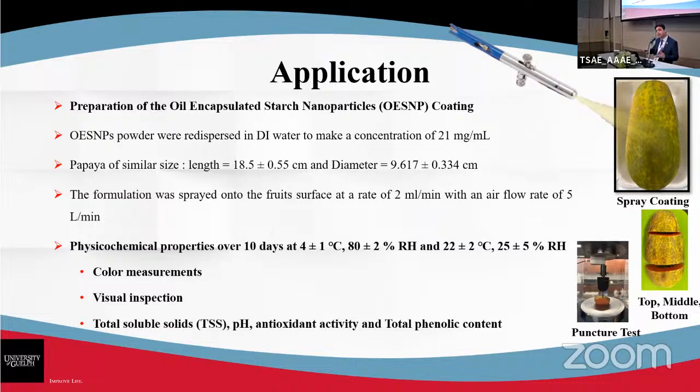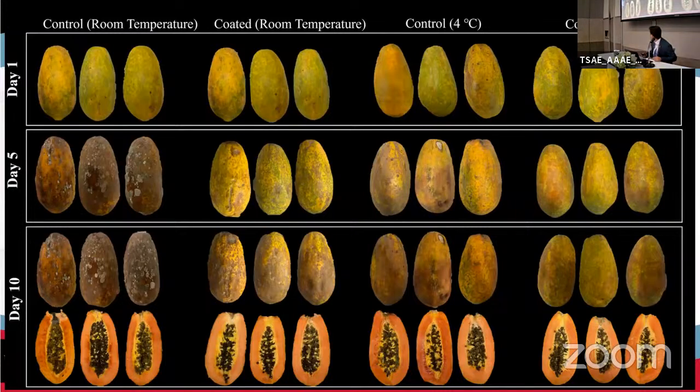And then we did a shelf life study for 10 days at two different temperatures, at 4 degrees and then room temperature. During that period, we measured the color, the visual, and we measured the total soluble solids, pH, antioxidant activities, and total phenolic contents. These are the results from the study, where the first column is the control at room temperature, followed by coated at room temperature, control at 4 degrees, and coated at 4 degrees.